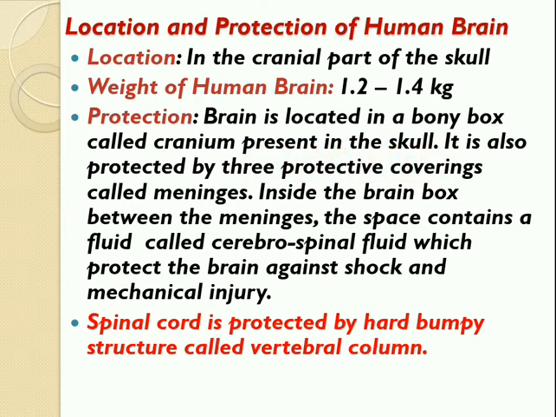It is also protected by three protective coverings called meninges. There are three layers which together are called meninges. That is, the outer one is known as dura mater. Middle one is called arachnoid, and the third one is called pia mater. These three membranes together form meninges and protect the delicate organ, that is brain.